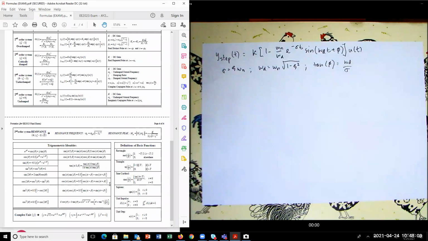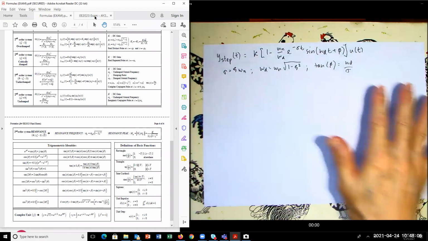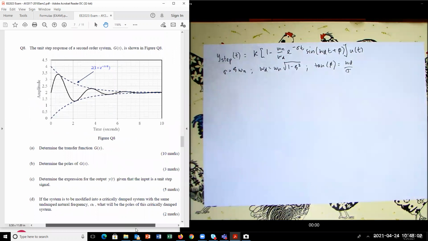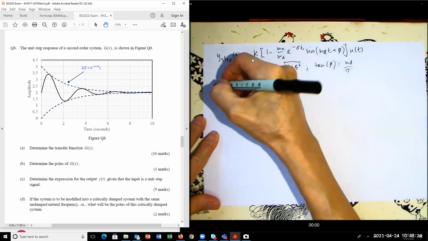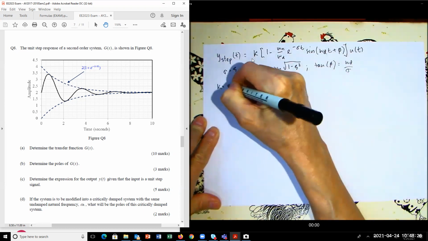So I reproduced the key formulas that we want to use. We come back to the question here. As I said, the steady state, according to this equation, when t tends towards infinity, this whole thing goes to 0. You're just left with K. So from the plot, you can see that K is 2. That's known already.